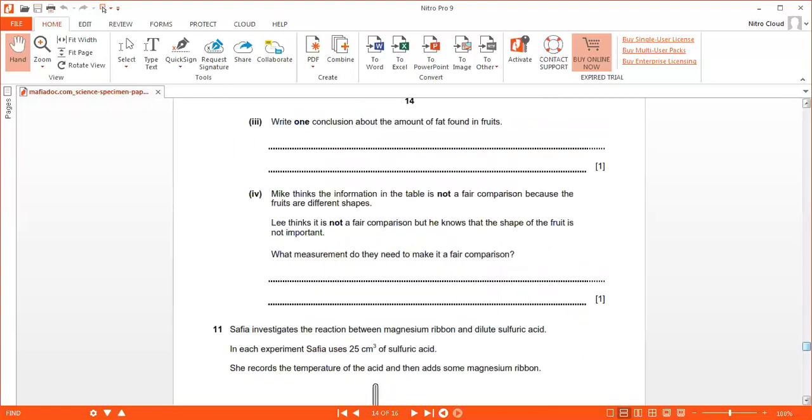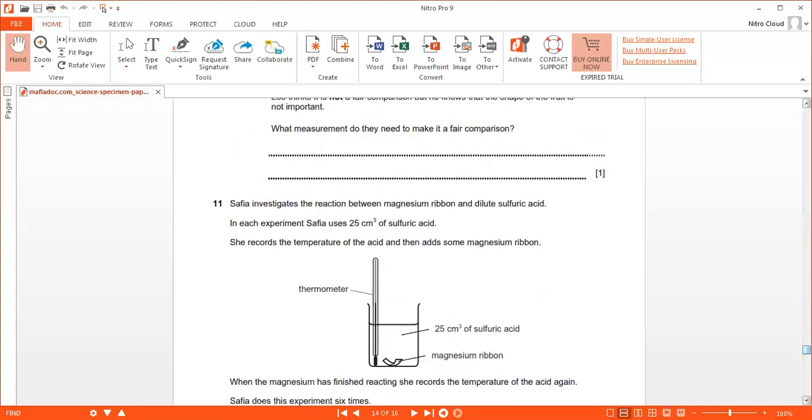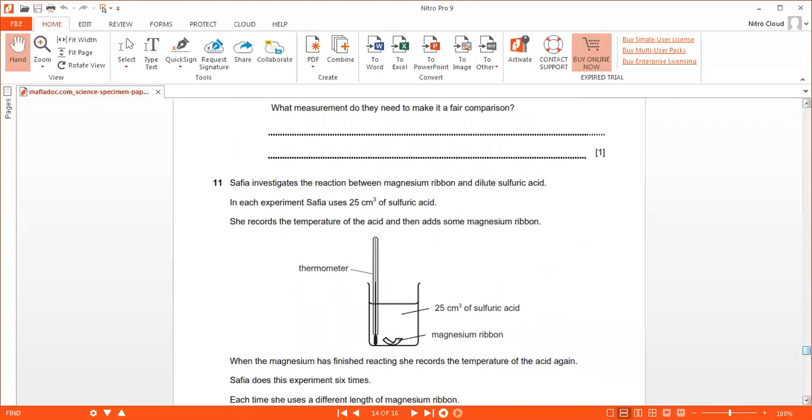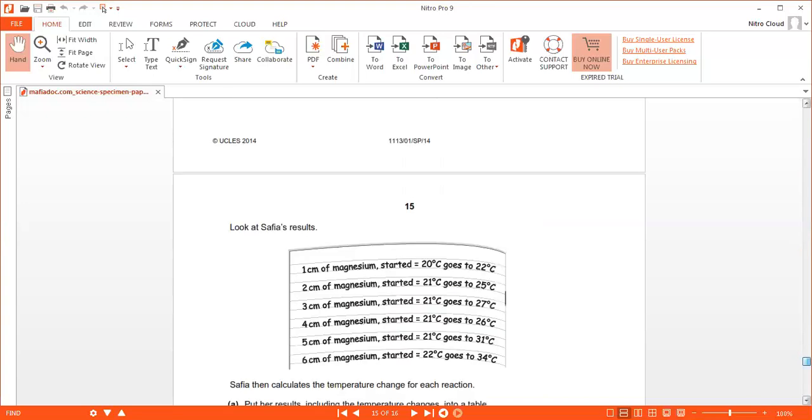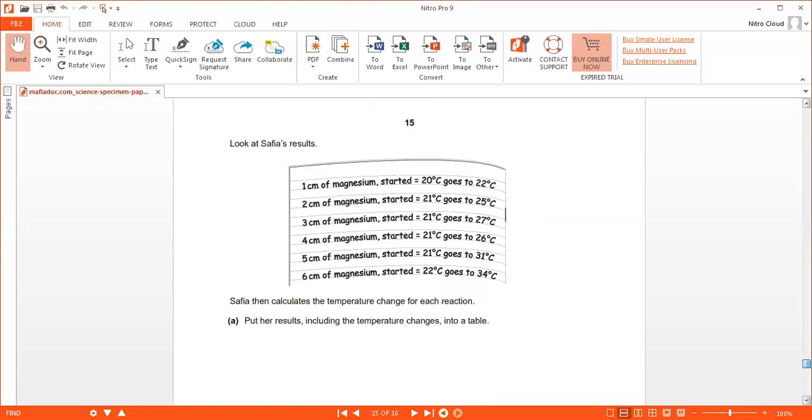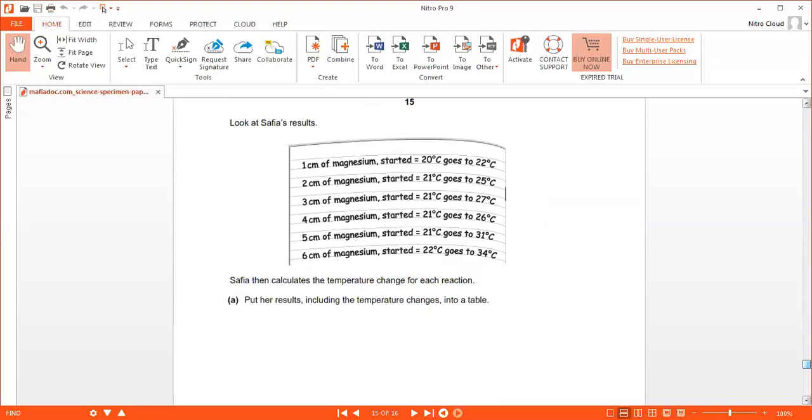Number 11. Sophia investigates the reaction between magnesium ribbon and dilute sulfuric acid. In each experiment, Sophia uses 25 cubic centimeters of sulfuric acid. She records the temperature of the acid and then adds some magnesium ribbon. When the magnesium has finished reacting, she records the temperature of the acid again. Sophia does this experiment 6 times. Each time she uses a different length of magnesium ribbon. Look at Sophia's results. Put her results, including the temperature changes, into a table.